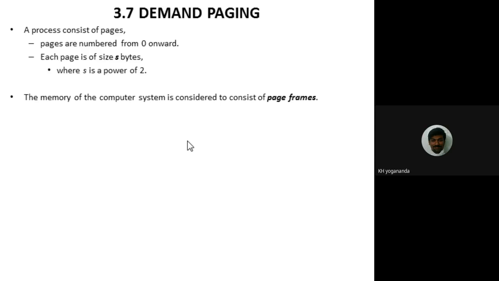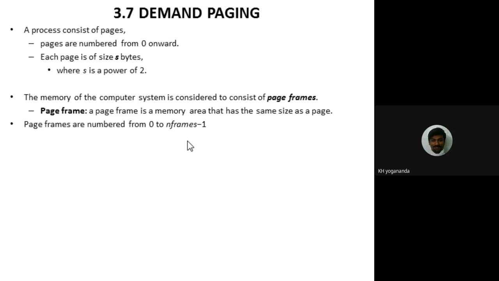The memory of the computer system is considered to consist of page frames. We took an example in one of the previous classes, and we came to know what a page frame is and what free frames are. The page frame is a memory area that has the same size as a page. Whatever size the page has, the page frame will have the same size.